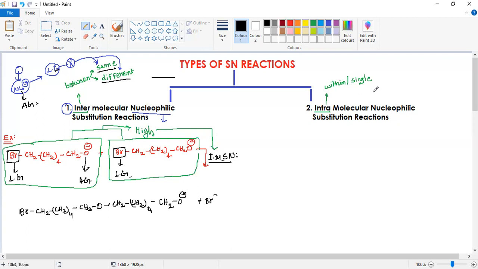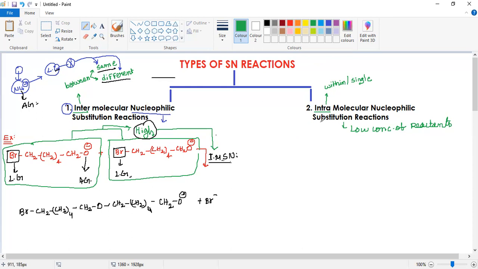So how does the process happen? A high concentration of the substrate or reactants favors intermolecular reaction, whereas a low concentration of reactants favors intramolecular reaction. Intra means within, or single, or simply the same molecule. Here, intramolecular reactions come first.